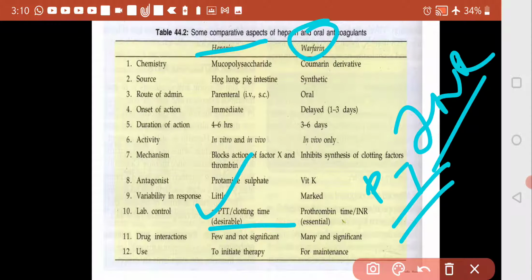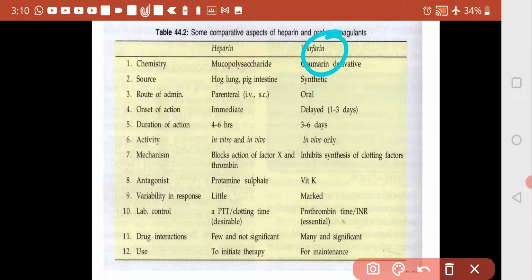Many drug interactions are seen with warfarin, which you will not see with heparin. So when we use warfarin, it is used causally. There are more and more drug interactions, even food-drug interactions, with warfarin.